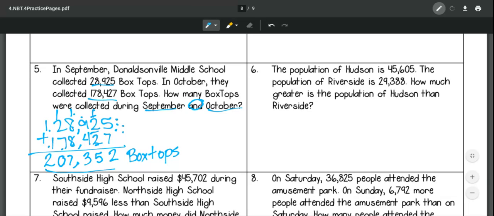So the first thing I'm going to do is go through and circle or highlight the keywords that tell me which operation to use. The keywords I'm looking for are either going to tell me that I'm going to add or subtract. So I want you to take a minute and read through our problem and underline or highlight some words that you think tell you whether you should add or subtract.